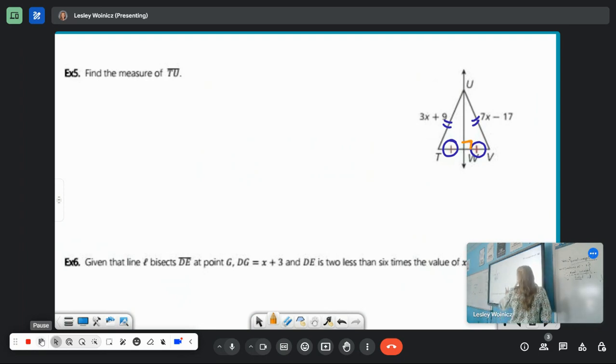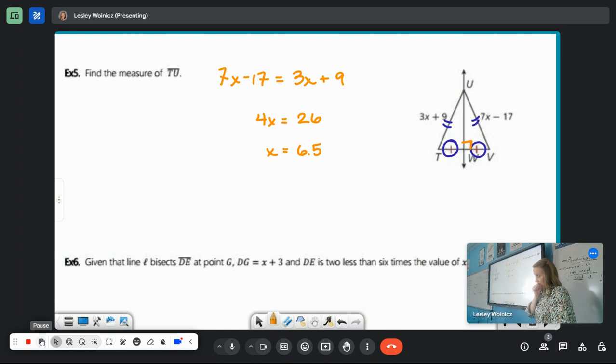Okay, so if I know those segments are congruent, what do I know about their measures? They're what? Yeah, they're equivalent. Those two measures are the same, so I can write a cute little equation. 7x minus 17 must be equal to 3x plus 9. Okay, go ahead and solve that. Okay, I got 6.5. Huh? What's 9 plus 17? 26. Okay. And then that's 6. That's just 6. So am I done? What do I have to do with the 6.5? Plug it in, plug it in.